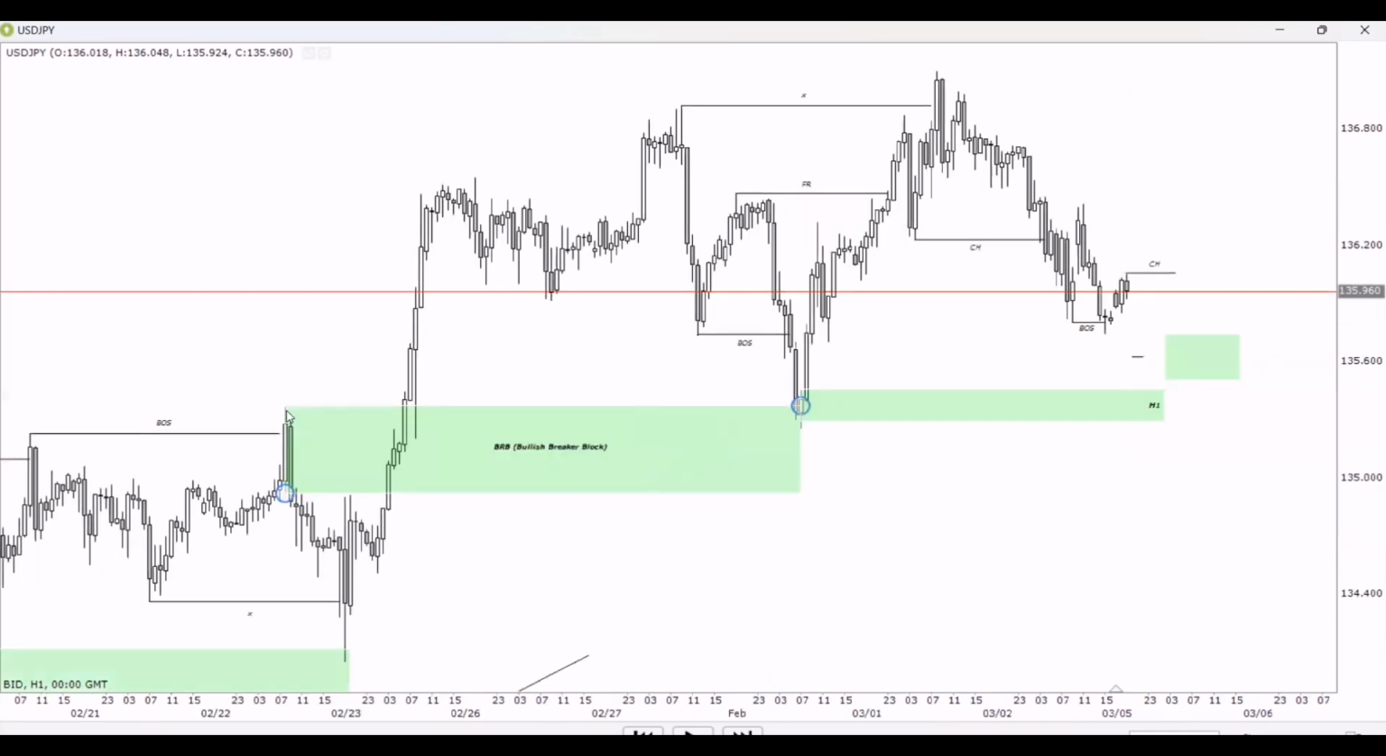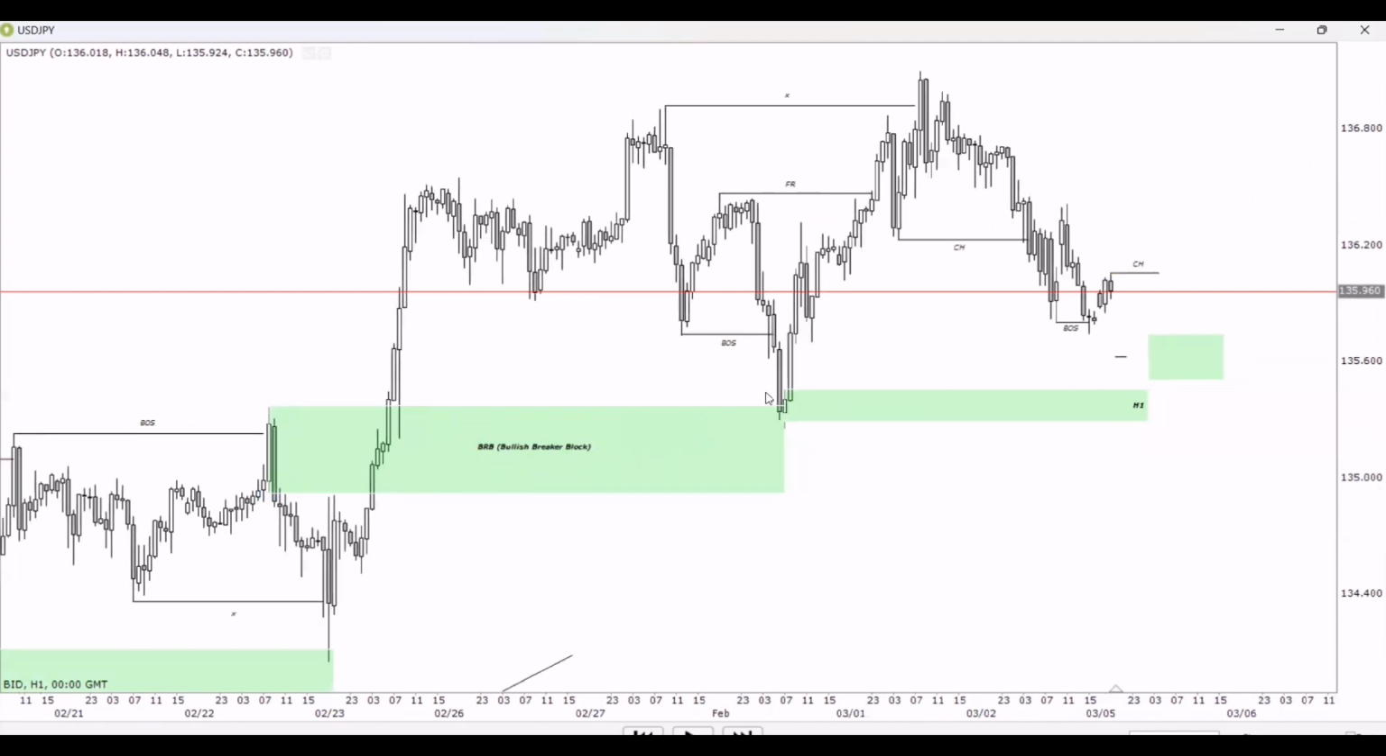What I did was identify this supply which failed and it turned into a bullish breaker block. It went up, broke structure, took out some buy stops above that. As soon as everything happened, we waited for price to retrace back into this demand zone, which formed after tapping and respecting our bullish breaker block. So we wanted price to come into this 1 hour demand zone.